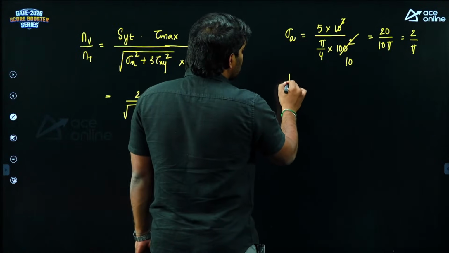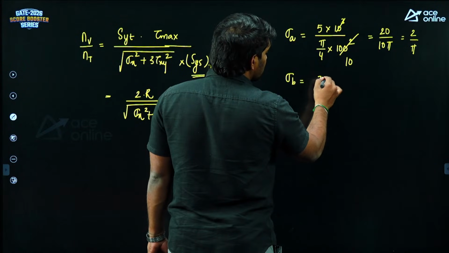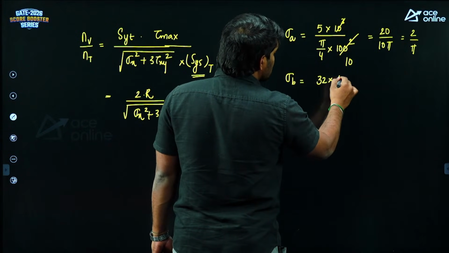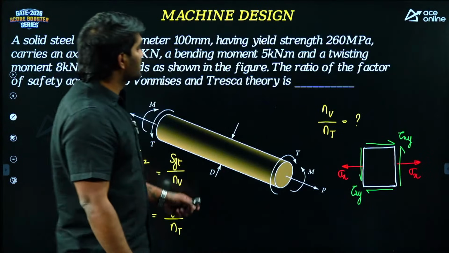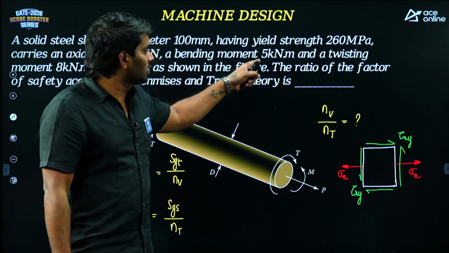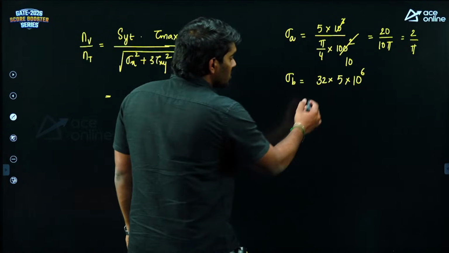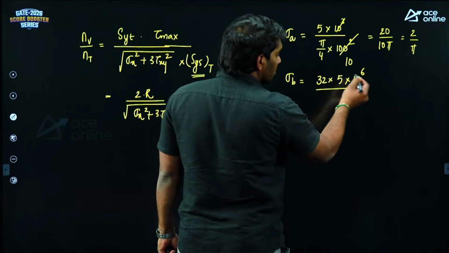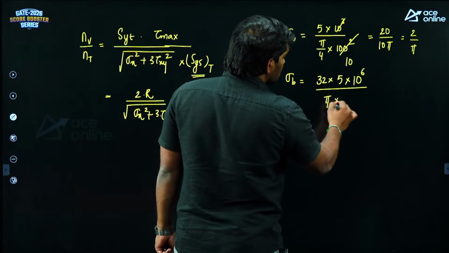So what about bending stress? Sigma b comes out as 32 into M divided by pi times 100 cube. The M value is 5 into 10 power 6. Why is that 10 power 6? Because it is in kilonewton meter, so kilo is 10 power 3 and meter to mm is 10 power 3. We are converting kilonewton meter to Newton mm.